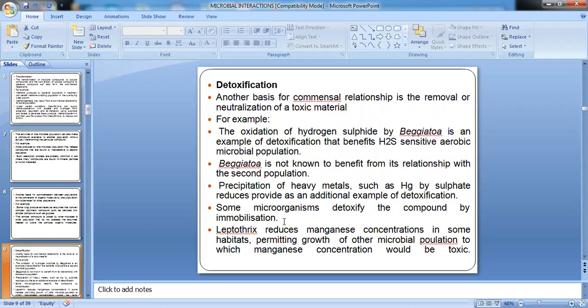environment. Precipitation of heavy metals such as mercury by sulfate reduction provides an additional example of detoxification. Some microorganisms detoxify the compound by immobilization. For example, the Leptothrix group of organisms will reduce the manganese concentration in the habitat. This will make the environment favorable for the microbial population to whom this manganese concentration was toxic. So Leptothrix has used up manganese and in turn made the environment favorable for another group of organisms.